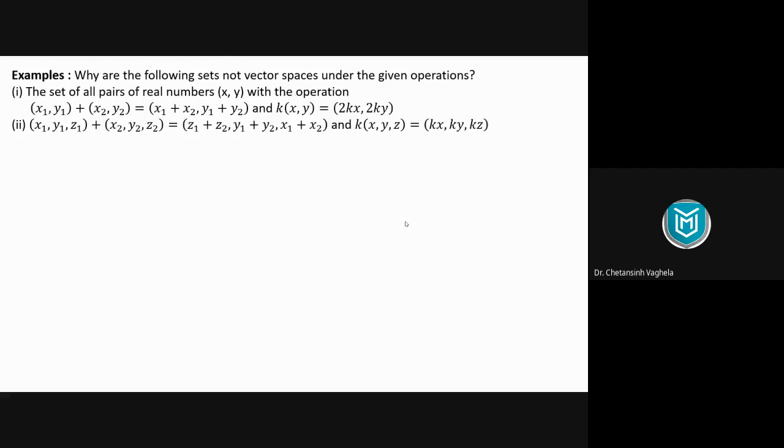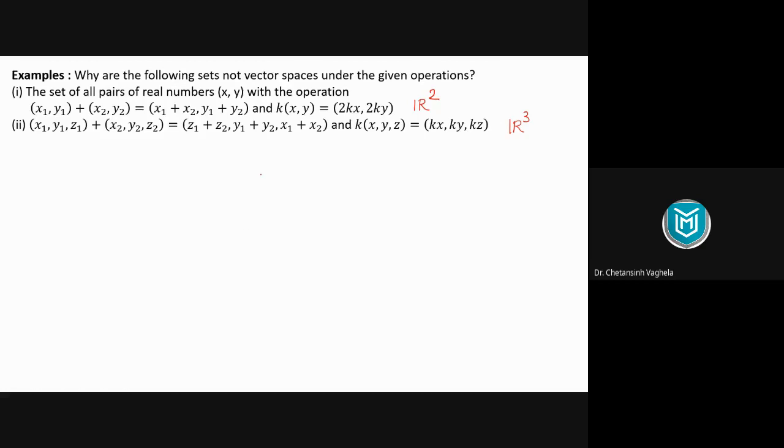Yes, so we need to understand the operations first and then the set also. Now this set is R2, and for the second question your set is R3. How can we know that it is R2 and R3? Because we have 2D and 3D vectors here. That's why it's clear that the set is R2 and R3.